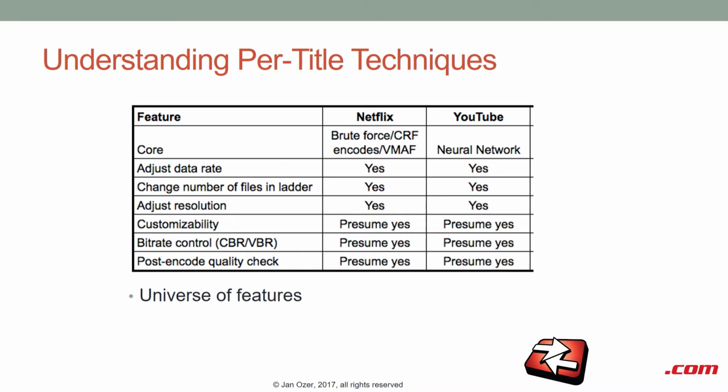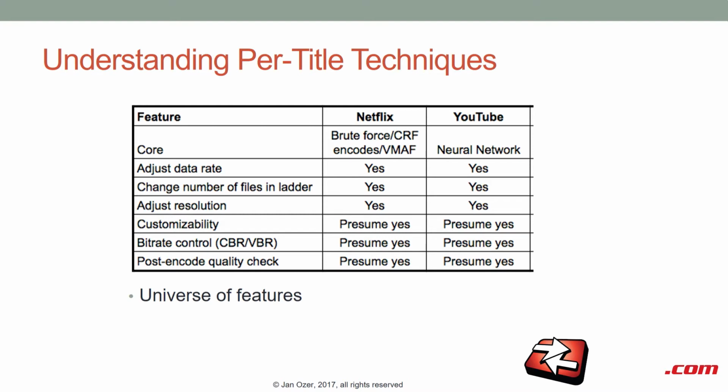They're getting 300 hours a minute being uploaded, so they use a neural network to basically guess at a way to get that done. But on the left, you see the features. So Netflix can adjust the data rate of each clip, and that's kind of what everyone does. But they can also change the number of files in the ladder. So we'll be looking at 4 technologies today. 2 can change the number of rungs in the ladder, and 2 can't. And I think that you'll see why that's so beneficial when we get there.